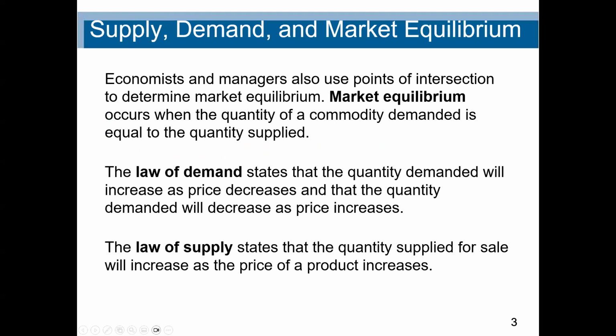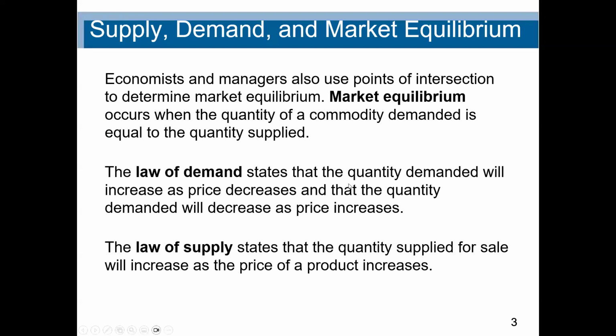So economists and managers also use points of intersection to determine market equilibrium. Market equilibrium normally occurs when the quantity of a commodity demanded is equal to the quantity supplied. The law of demand states that if the quantity demanded increases, the price will decrease, and if the quantity demanded decreases, then the price will increase.